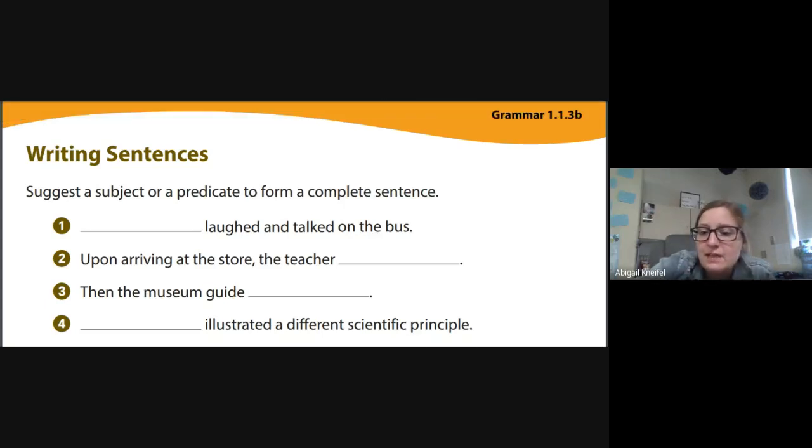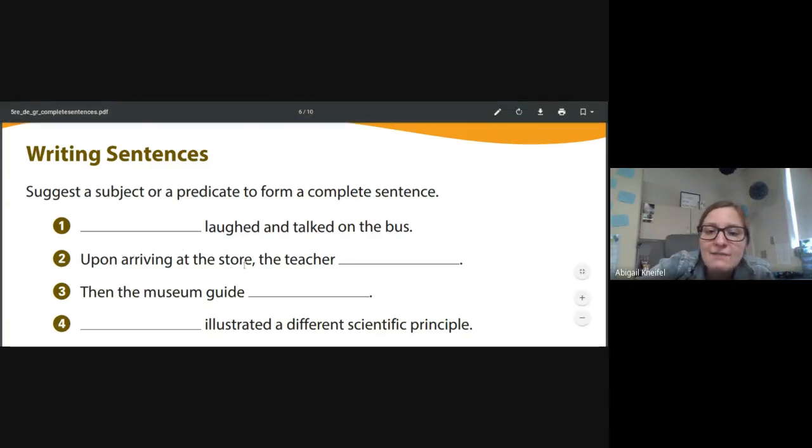Blank laughed and talked on the bus. Tell me. He. That works. He laughed and talked on the bus. Good one, Nolan. The kids laughed and talked on the bus. Everyone. Students. We. All of those are good options. Thank you, guys. Okay, humans laughed and talked on the bus, I guess. I don't know who's going to be saying that sentence. All right, good job, guys. They laughed and talked on the bus. All of those work for subject of our sentence. Good job.